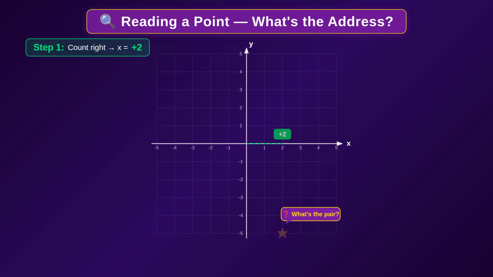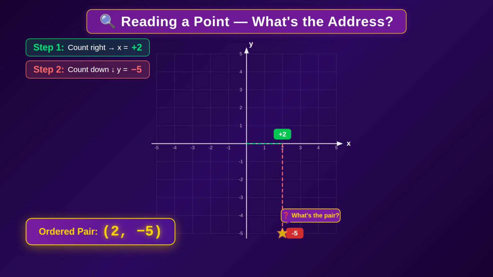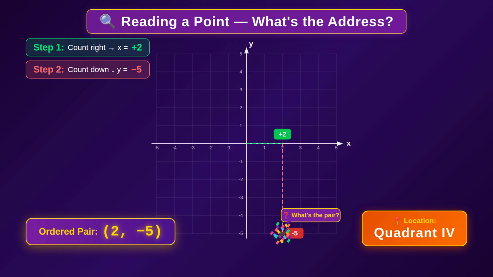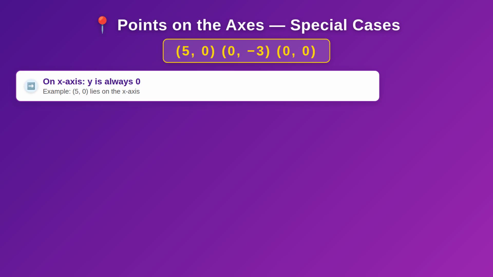Instead of plotting a point, let's read one. Maya's teacher placed a dot on the grid and asked, "What's the ordered pair?" Here's how to figure it out. Start at the origin. Count how far the point is to the right or left. That's your x value. Then count how far it is up or down. That's your y value. Our mystery point is 2 spaces right and 5 spaces down. So x is +2 and y is -5. The ordered pair is (2, -5). That puts us in quadrant 4.